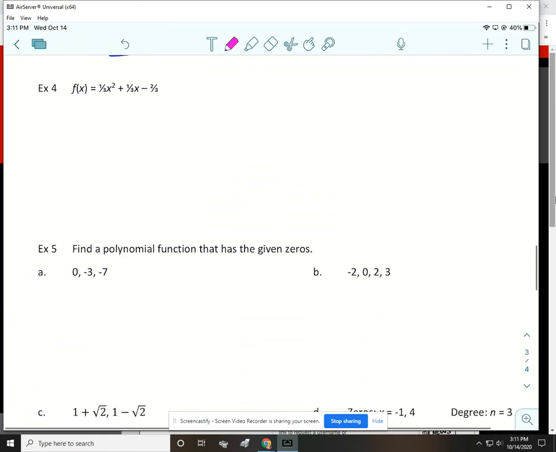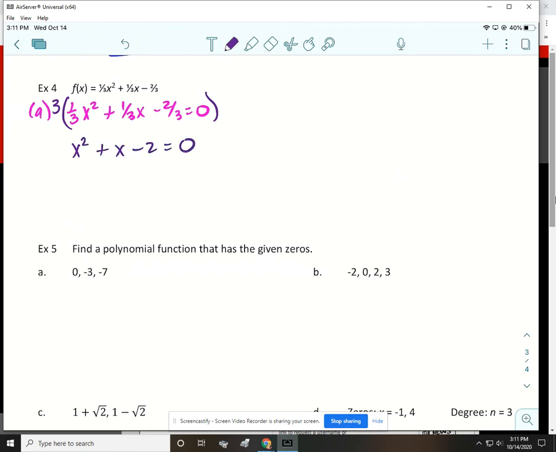Okay, so let's go to example 4. We are going to set that equal to 0 and find the zeros. Now, nobody likes to try and factor when you have all these fractions. So I'm going to multiply by 3, which is the common denominator, and it should cancel out all of my denominators and gives us a really easy equation to factor.